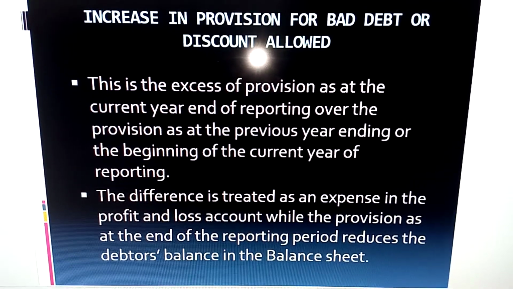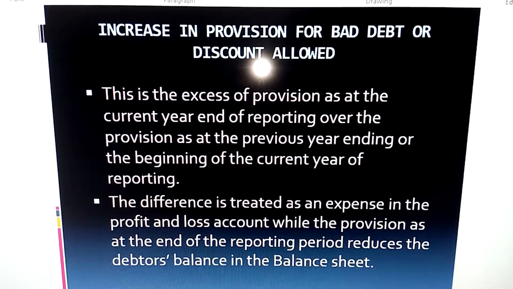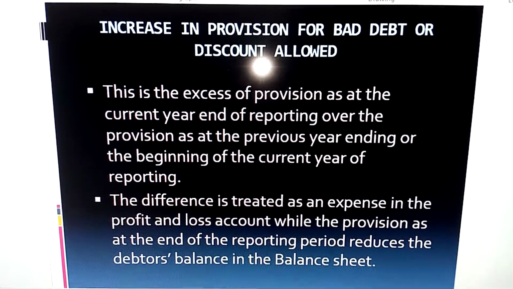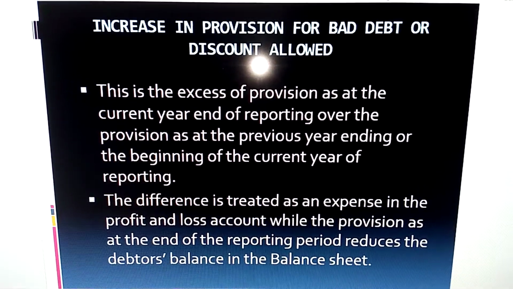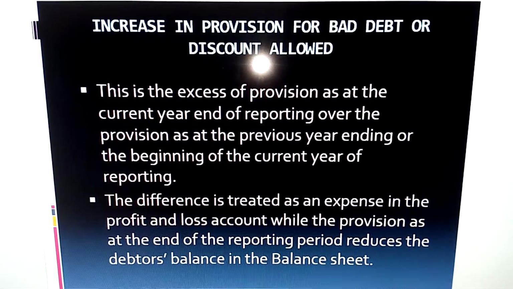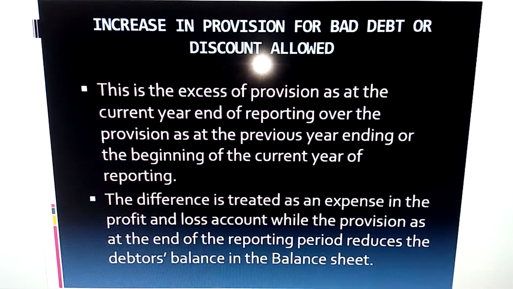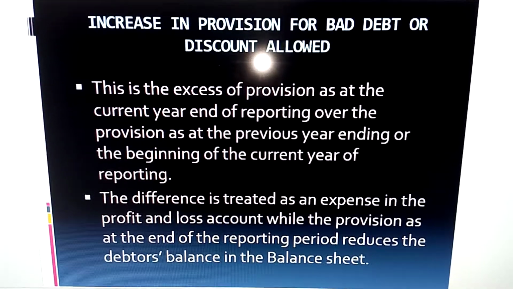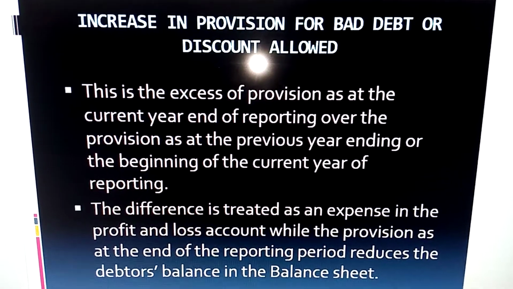What am I saying? At the beginning of the year, or the end of the previous year, you made a provision, say 10,000. At the end of the reporting year, you made a provision, say 15,000. You can see that there's an increase from 10,000 to 15,000. That 5,000 is the increased element. So the difference is treated as an expense in the profit and loss account, while the provision at the end of the period reduces the debtors balance in the balance sheet.